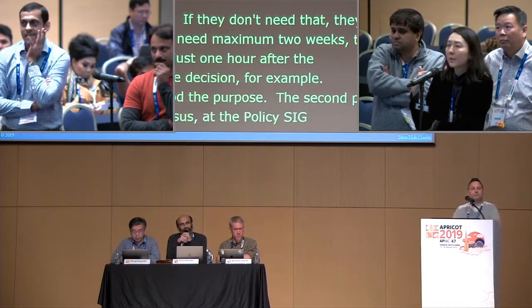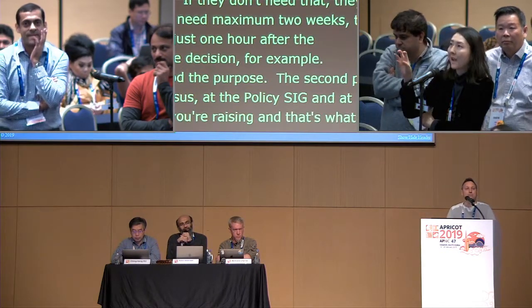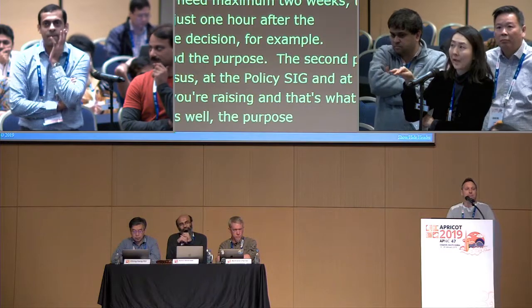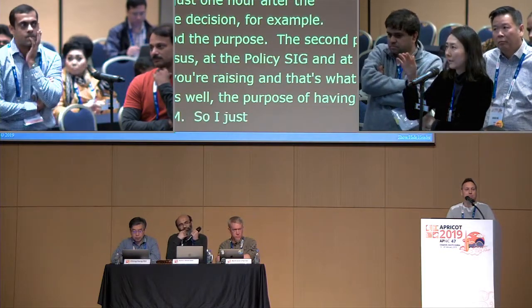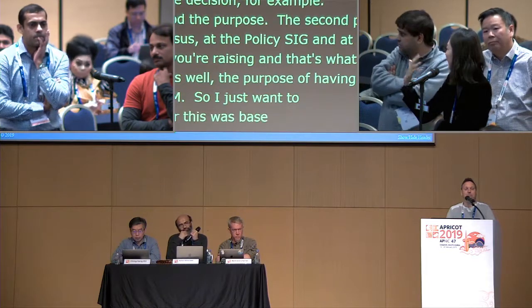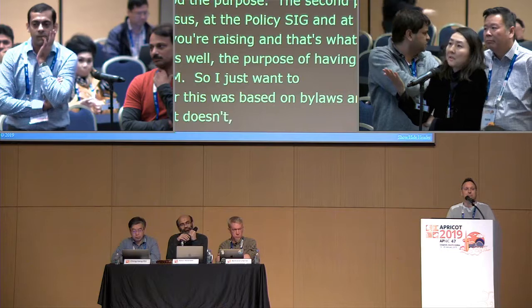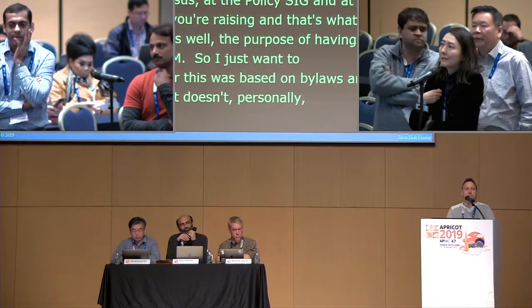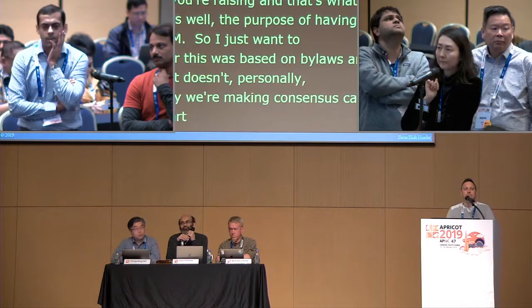And then the second point, on the duplicate of consensus at the Policy SIG and at AMM. Yeah, I understand what you're raising, and that's what I've been questioning as well, the purpose of having this additional step at AMM. So I just want to double check whether this was based on bylaws and how it could affect. And if it doesn't, personally, I don't see any reason why we're making consensus calls twice on that particular part of the proposal that you're making.